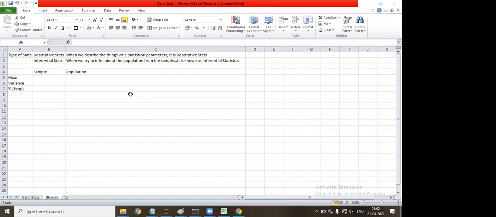So basically we calculate this parameter for both sample and population and we'll compare them, right? Come again, I didn't get you.